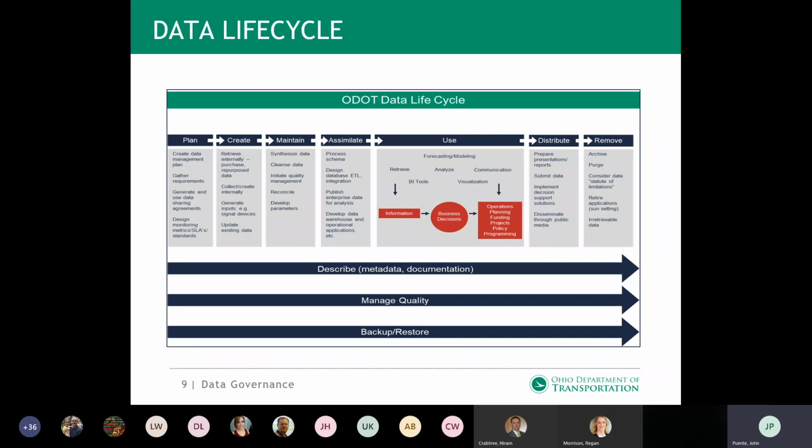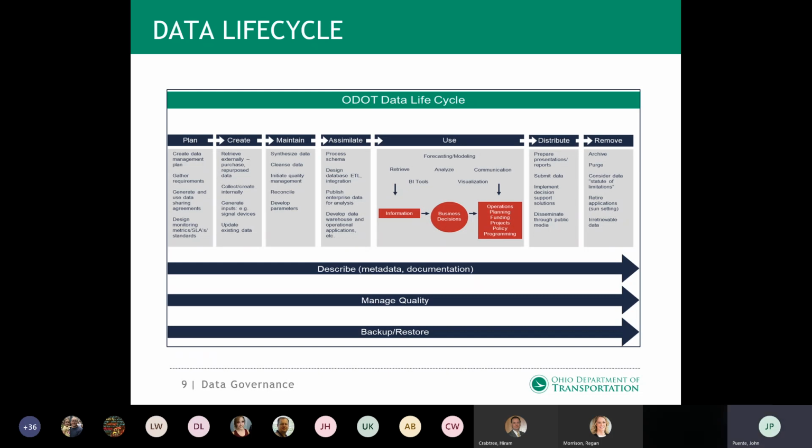This allows us to publish enterprise data for analysis, right? And this allows us to be able to do analytics on it. And it also allows us to develop a warehouse structure, or complete a warehouse structure, that meets the organizational needs.